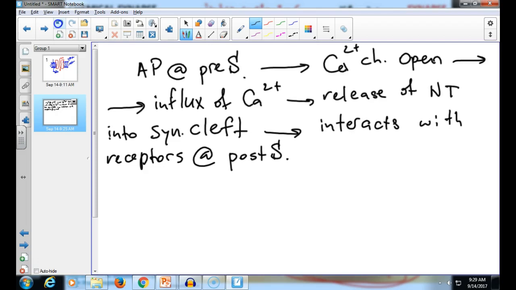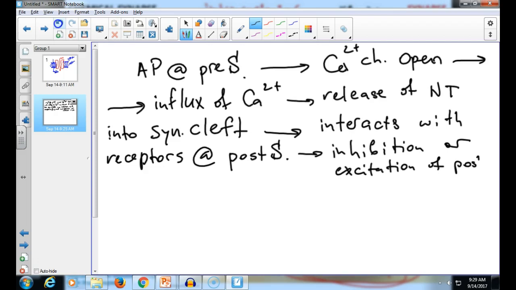And what is the effect of this interaction? Okay. Inhibition or excitation of the postsynaptic neuron. We good on that?